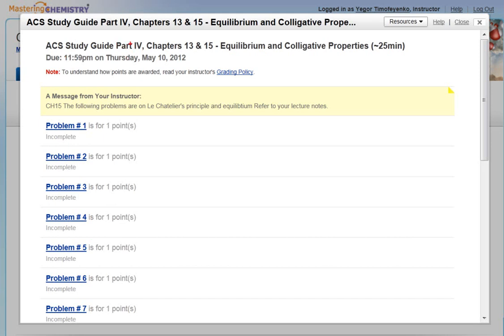Now we are on study guide part 4. We're going to talk about equilibrium primarily. That's the extra topic we're going to talk about. And so equilibrium means that the reaction has to be at a balance.